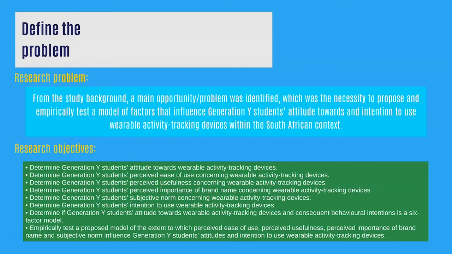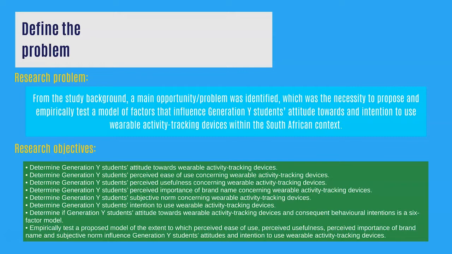And then from this main opportunity problem that was identified came the 8 objectives. So I'm trying to determine whether these students have a positive attitude towards these devices, whether they perceive it as easy to use, whether they perceive it as useful, whether brand name plays an important role in their decision, is that significant, whether relevant others, for example, subjective norm, play a role in their decision to purchase these devices, and if they have a positive intention to use these in the near future.